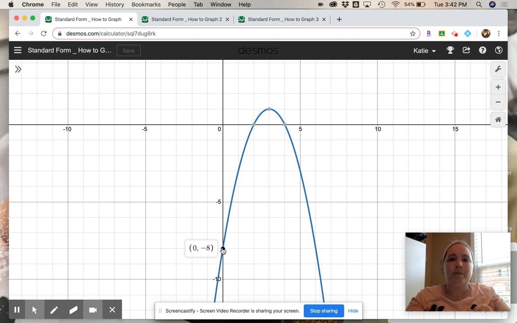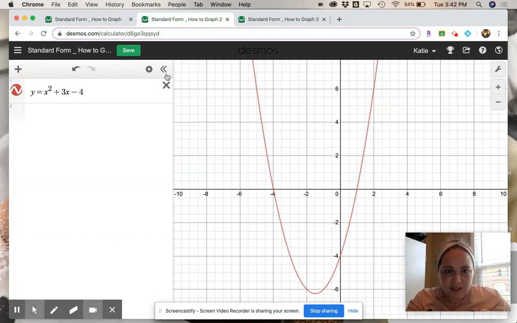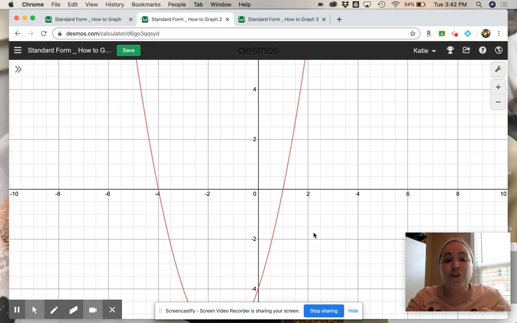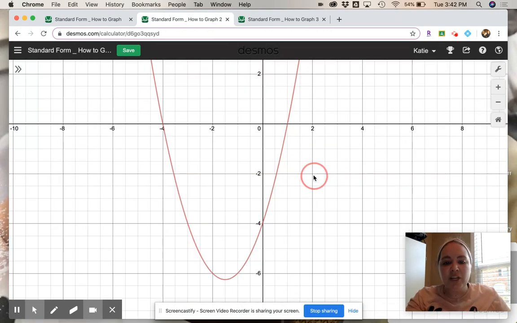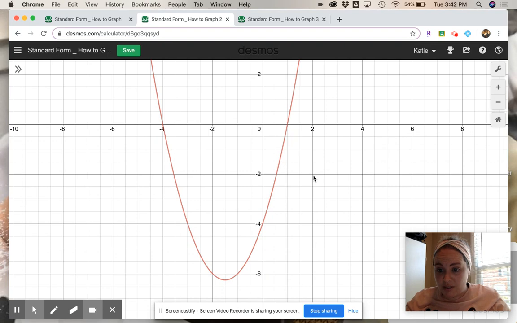There we go. Done. Simple. Let's take a look at another example. So for this one, I'm looking at a parabola that is opening upwards. So what kind of A value should I have if I wanted to have that positive orientation? Positive, great job. So I need an A value that is positive. And then what else do I want to look at?